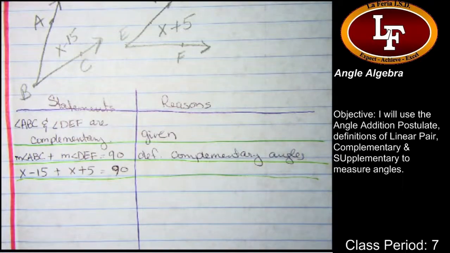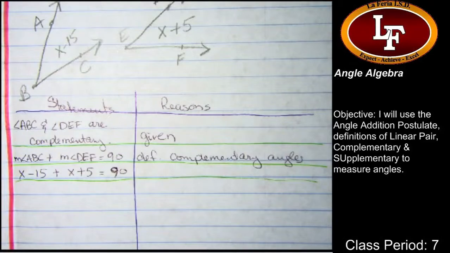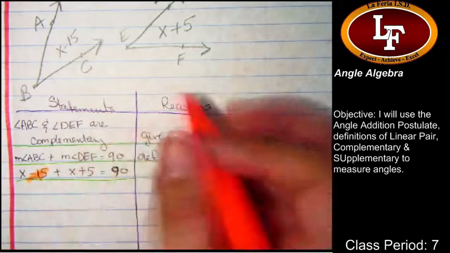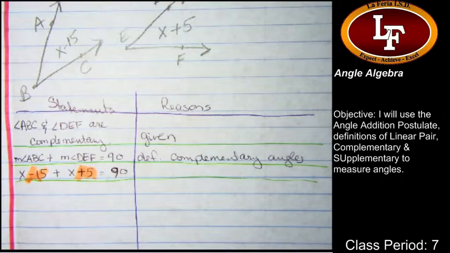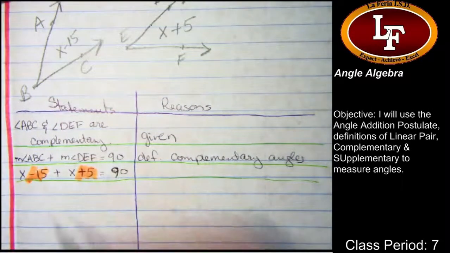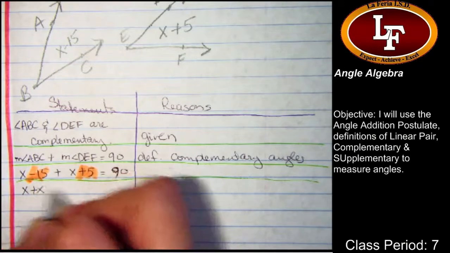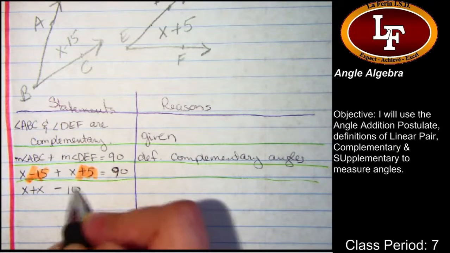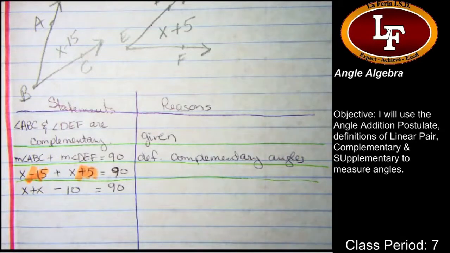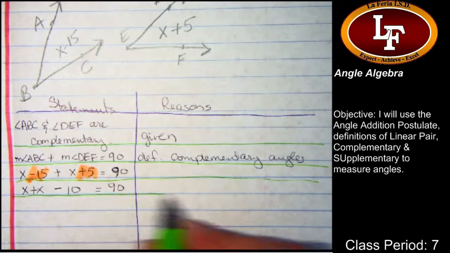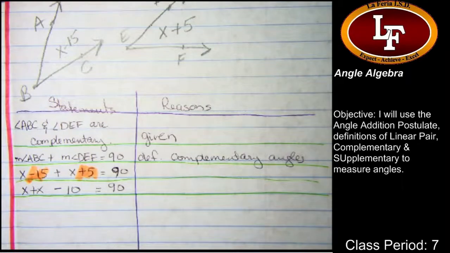All right? I see things to add, don't you? What do you see to add? The numbers, yeah, this negative 15 and this 5. I totally see those to add. So I'm going to have x plus x, and I'm going to have minus 10, because negative 15 plus 5 is minus 10. Make sure to put the reason why you did that.